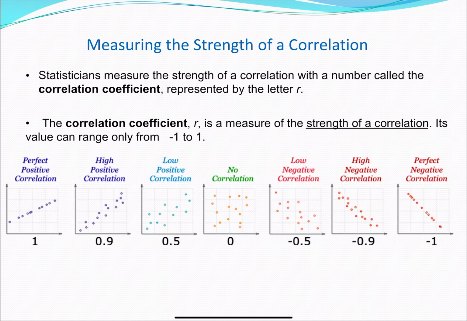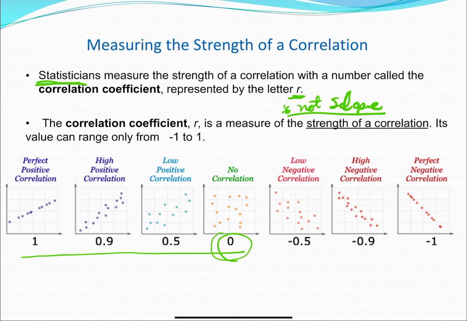So we measure the strength of a correlation, because we are all now statisticians, with a correlation coefficient, and we call that letter R. Our correlation coefficient, again, is not slope. Warning, not slope. It measures the strength of a relationship, and it can go from -1 to 1. It's positive if I've got positive correlation, so my slope does look like it's going uphill. It's 0 if there's no correlation. And then it's negative if my correlation is negative and it's going downhill, but from -1 to 1 only.